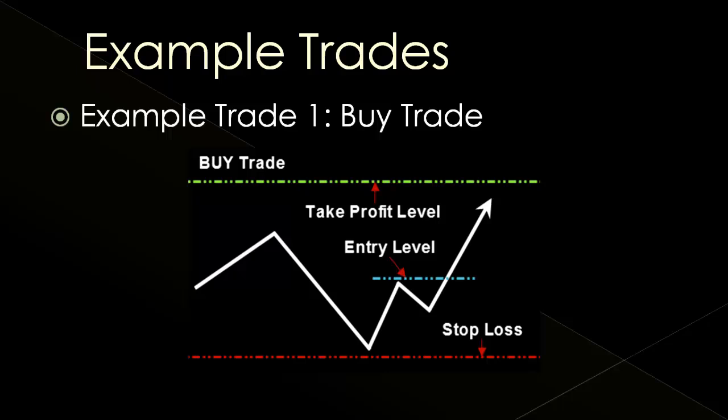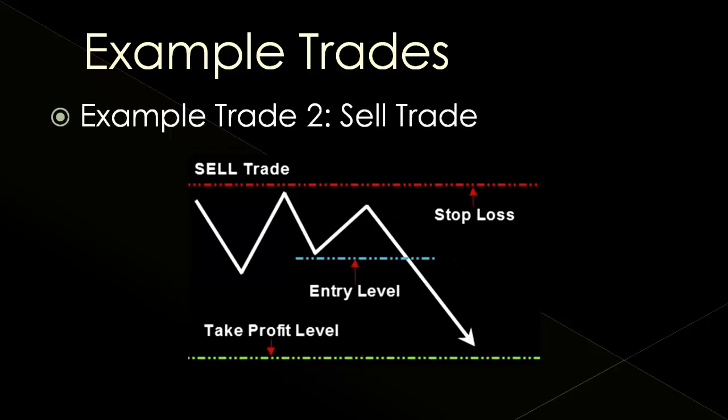But if price goes the way we think it will, and if it continues to rise, and it goes on to tag the take profit level, the green line, we will be taken out of the trade immediately with a profit. Now let's take a look at an example of a sell trade. Here you can see on the chart, I've inserted a blue horizontal line that shows the entry level. The take profit level is shown by the green horizontal line, and the red horizontal line represents the stop loss. The white arrow represents the current price.